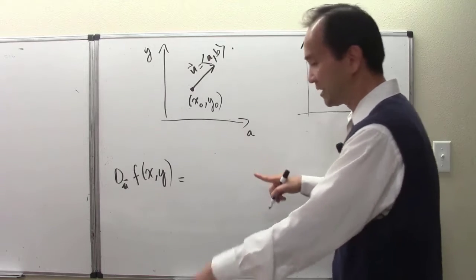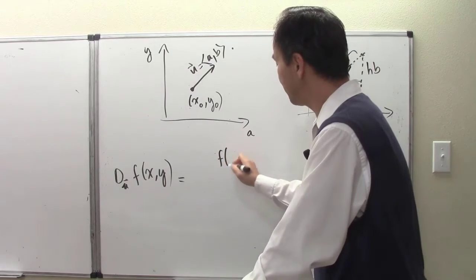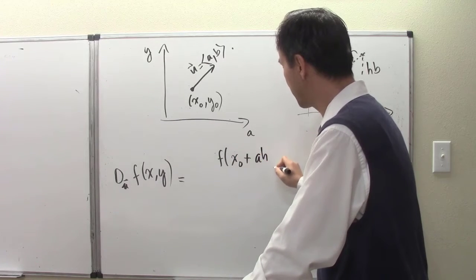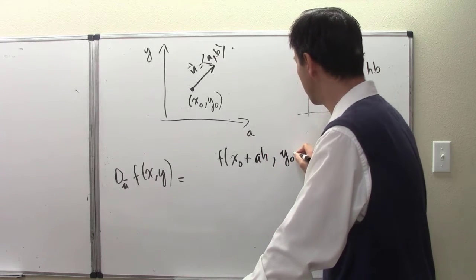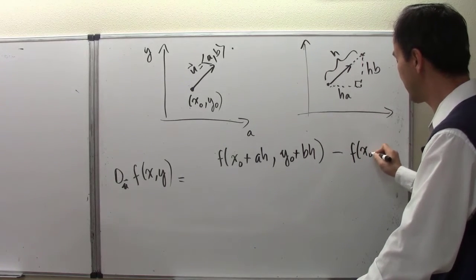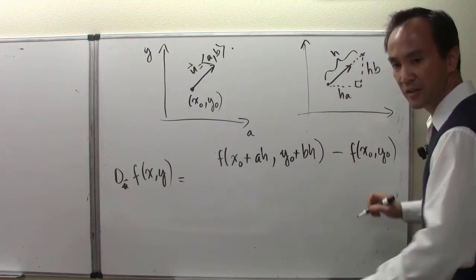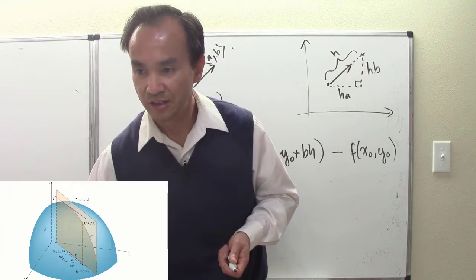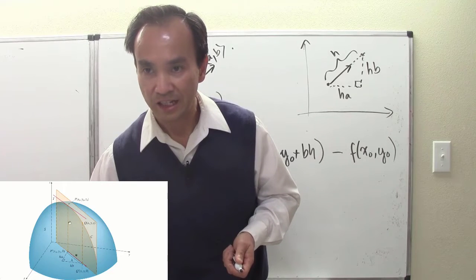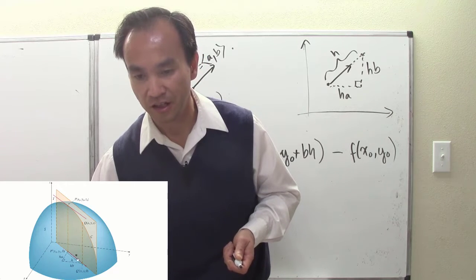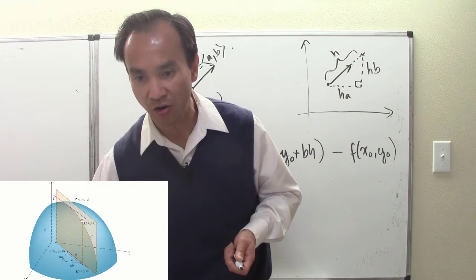In this case, f of x sub 0 plus ah, comma y sub 0 plus bh, produce a difference with f of x sub 0, y sub 0. That's the difference. Now with the picture given here, let me put the picture at the little corner right here. The idea is that as we have a change h on the x and y floor along the line here, there's some change in the value of the function.